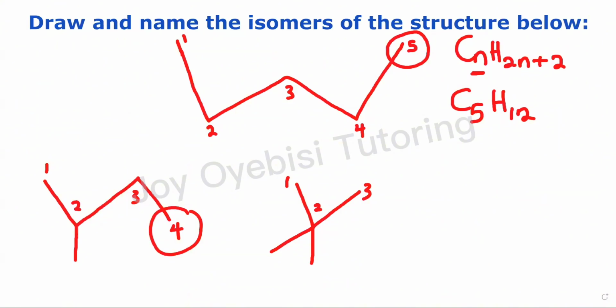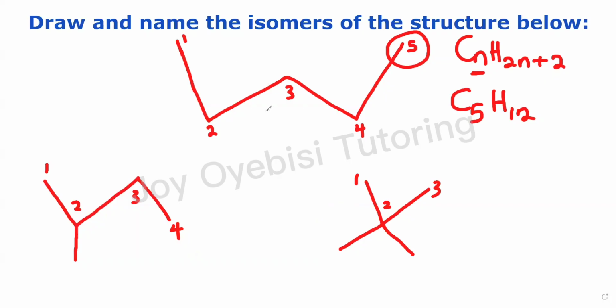Now let's go ahead and name them. Starting with the first one, I have a total of 5 carbons with no substituent. And since we said earlier that this is an alkane, the prefix for 5 carbons is pent. So for this one, you're going to have pent, and then the suffix of alkane is ane, A-N-E, and that means that this is just pentane.